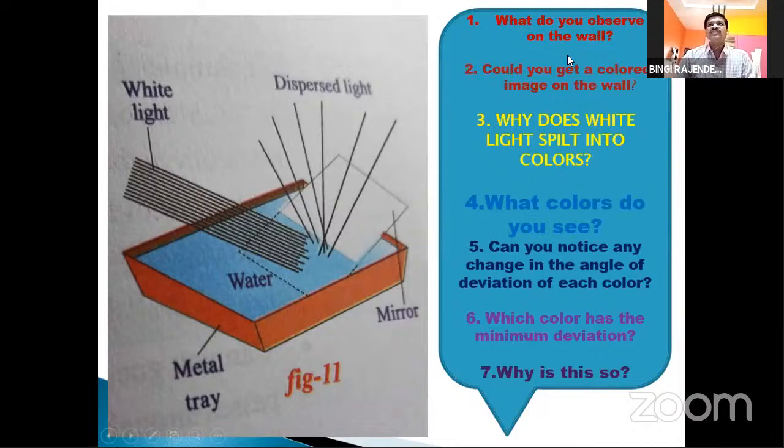Those questions are: What do you observe on the wall? First question: we can observe the 7 colors. Could you get a colored image on the wall? Yes. Why does white light split into colors? Due to the phenomenon of dispersion of light. What colors do you see? Violet to red. Can you notice any changes in the angle of deviation of each color? Yes. Which color has the minimum deviation? And why is this so?